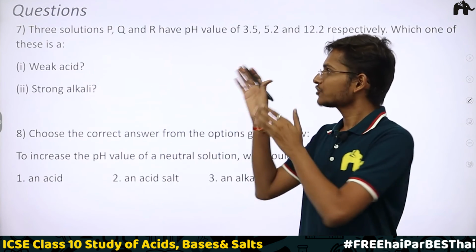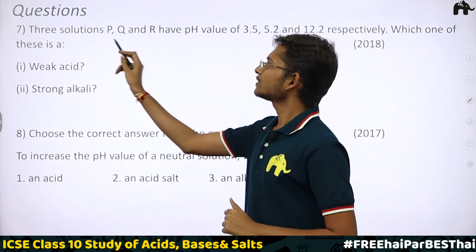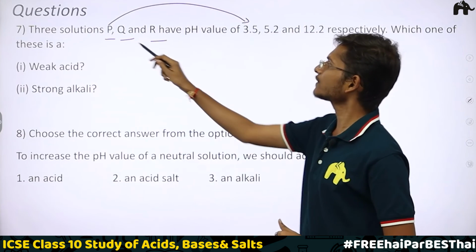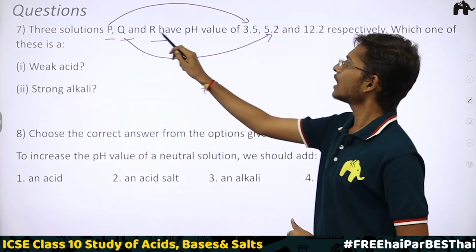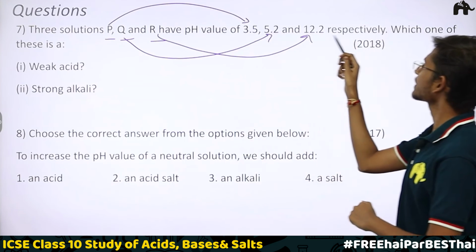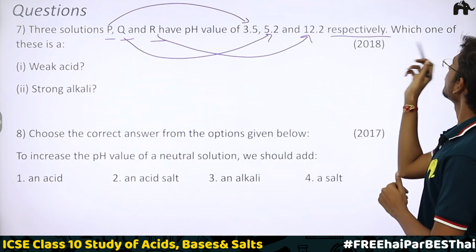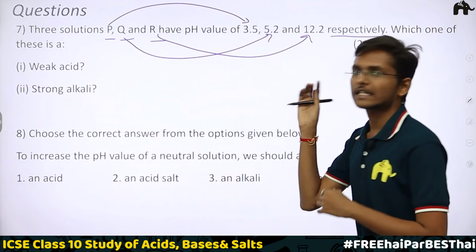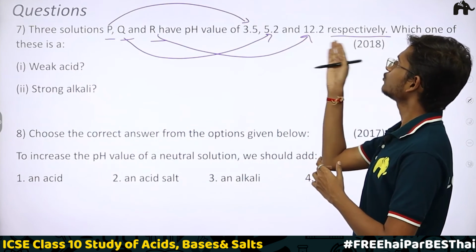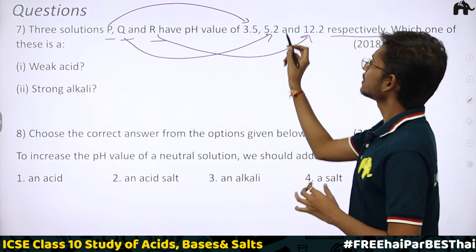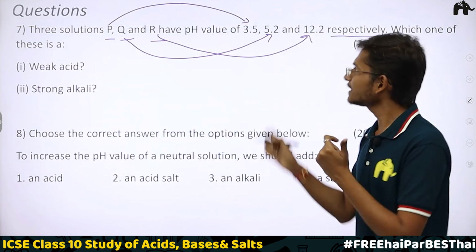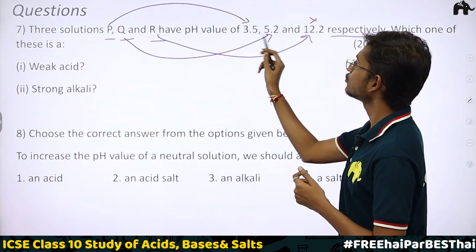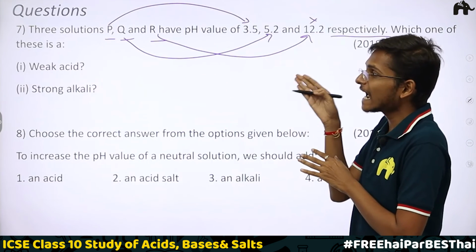Now the last two questions. Three solutions P, Q and R have pH values 3.5, 5.2 and 12.2 respectively. Which one of these is a weak acid? Below 7, the solution would be acidic, so 12.2 will not be our answer. Out of these two, 3.5 and 5.2, we have to find the weak acid.